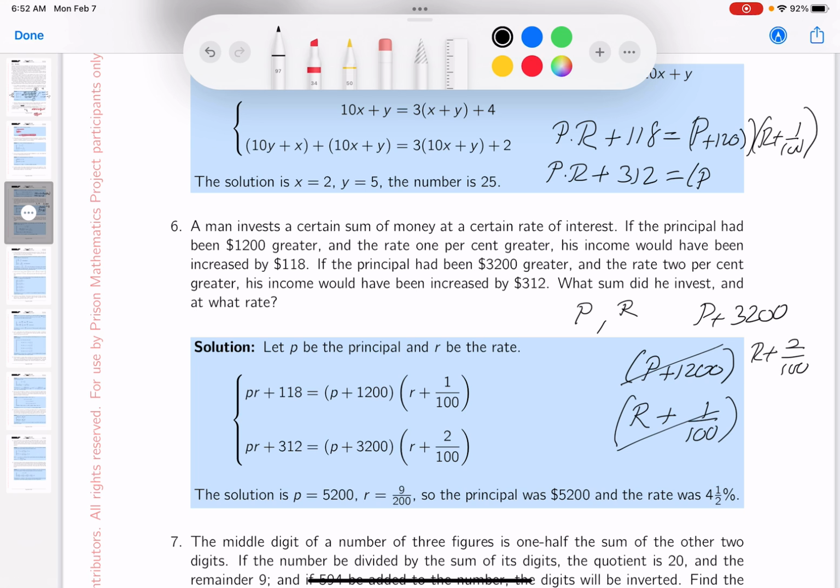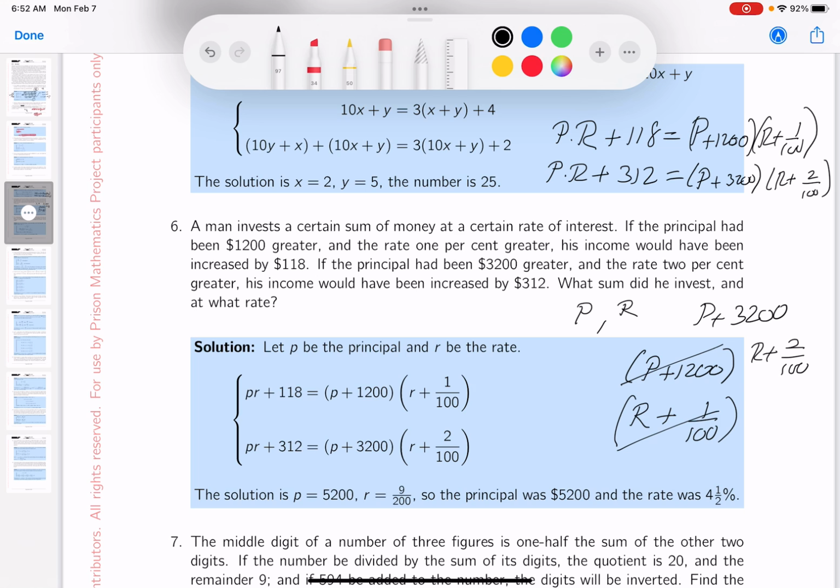P. You know what I noticed, my penmanship is not very good over here. Okay, my copy error, I guess. Please, it's P plus 3,200. And what's the rate going to be? R plus 2/100ths. All right.